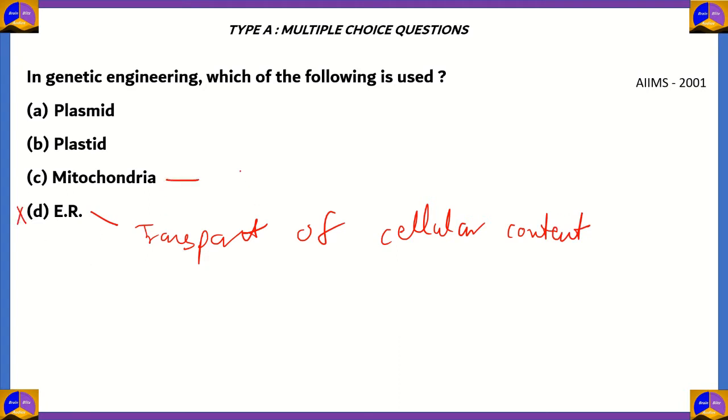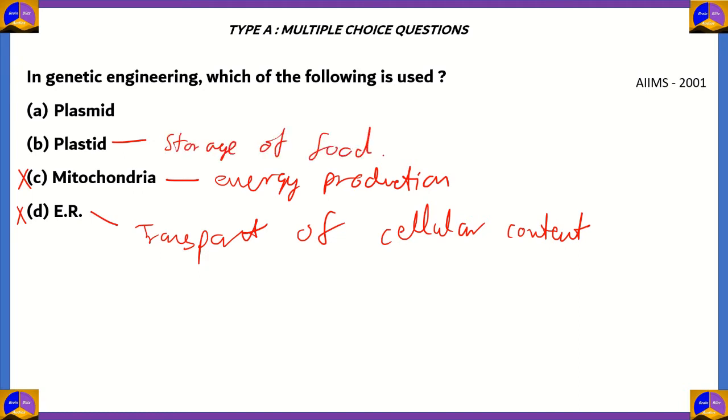Option C, mitochondria, is responsible for energy production. So therefore option C is incorrect. If you look at option B, plastid, most of the plastids like leucoplasts and chromoplasts, for instance, they are involved in storage of food, and then chloroplasts particularly are involved in production of food, that is photosynthesis. So option B is incorrect. The right answer is option A, plasmid.